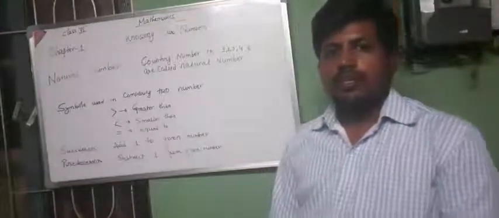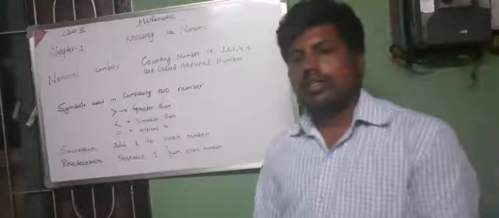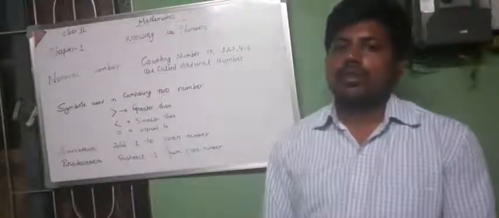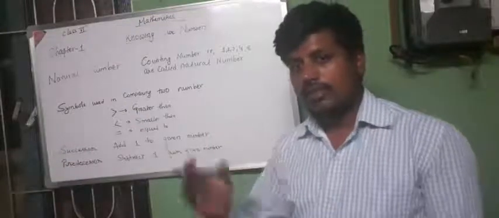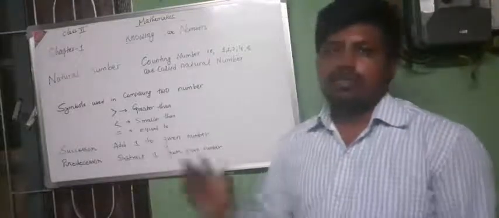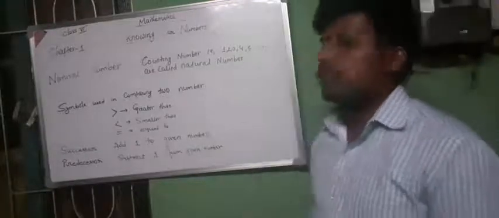So here, first of all, we learn about natural numbers. What is a natural number? Any counting number that starts from 1, 2, 3, 4 and goes on so on is called a natural number. The sequence which starts from 1 and goes 1, 2, 3, 4 and so on, these are called natural numbers.